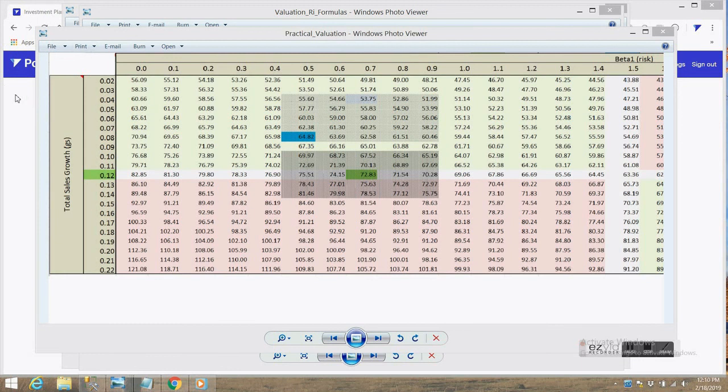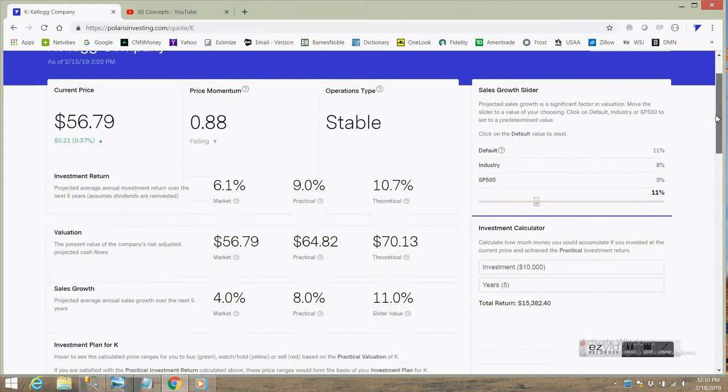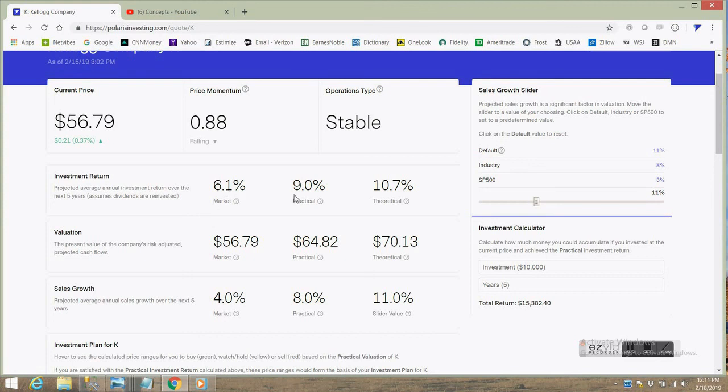So let's go back to the ticker page where we can see this clearly. If you want to estimate this practical sales growth, all you need to do is go over here to the market and take the market's sales growth, subtract off the cost of capital, which is 6.1%. That's a negative 2.1%, and then add that to the practical investment return, and that gives you roughly the practical sales growth of 8%. So let's do that again. That's minus 2.1%, add 9%. That's roughly 8%.